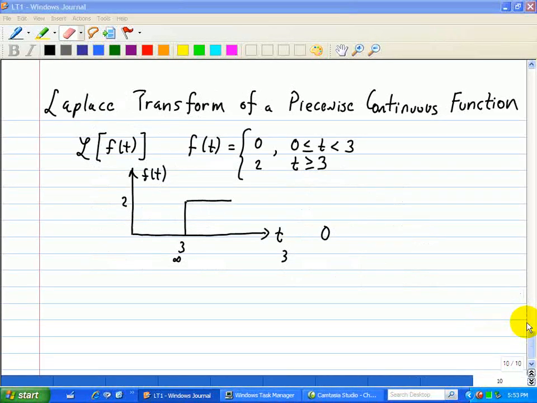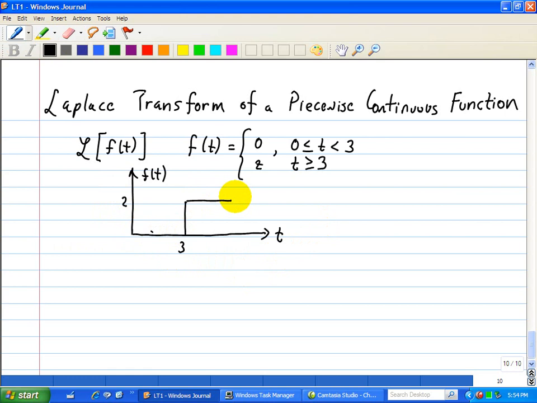So let's find the Laplace transform of a piecewise continuous function shown here, where f of t is equal to 0 from 0 to 3 and 2 when t is greater than or equal to 3. And graphically it is shown right here, where it's 0 from 0 to 3 and 2 greater than 3.